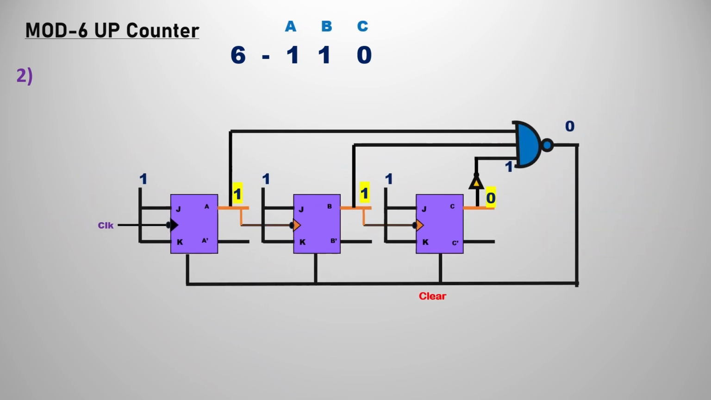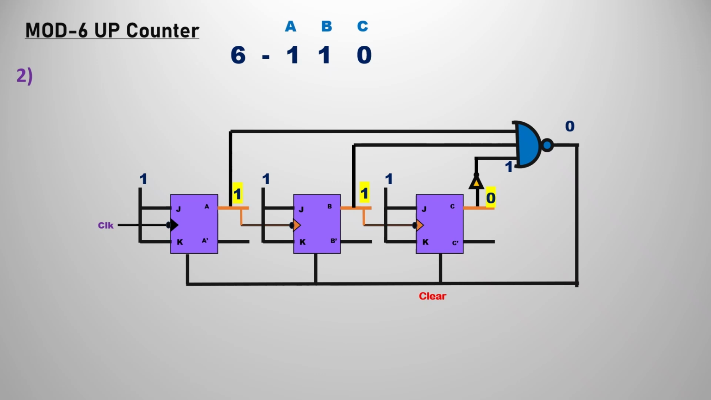There might be a bunch of representations of a single circuit, and we are going to see some of them now. First one: 6 is 110, that is ABC. ABC means each and every flip flop has an output. The first flip flop output is A, the second flip flop output is B, and the third flip flop output is C.